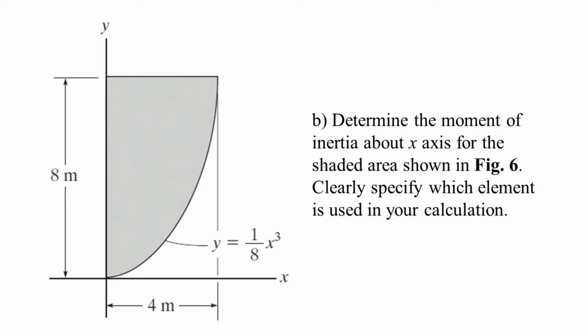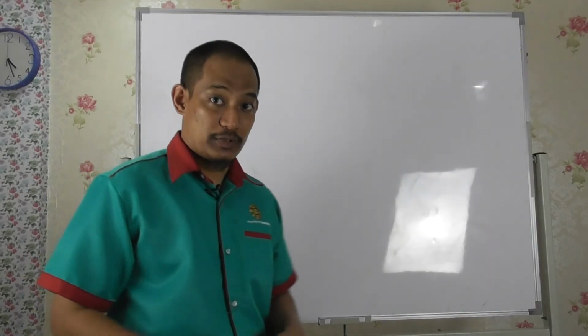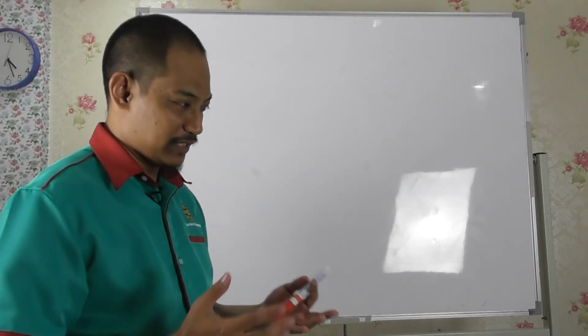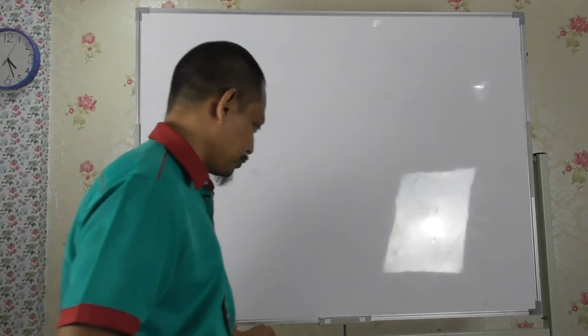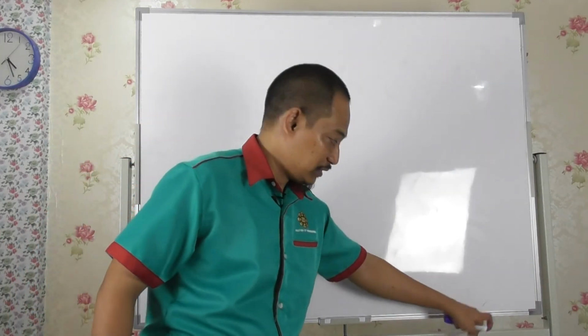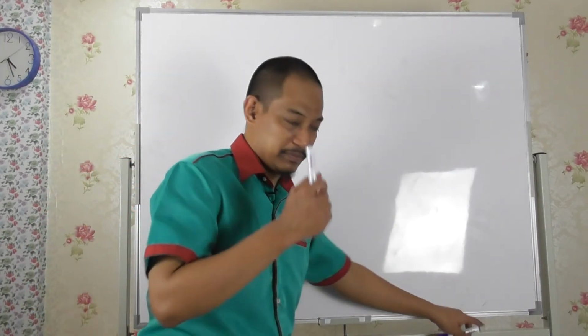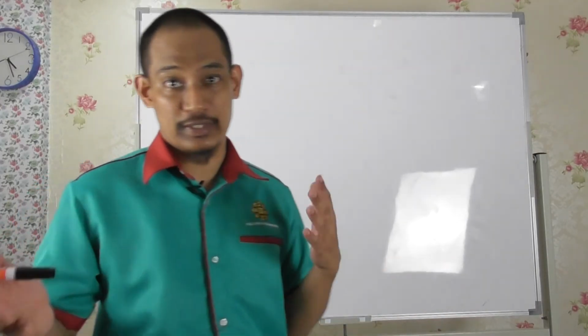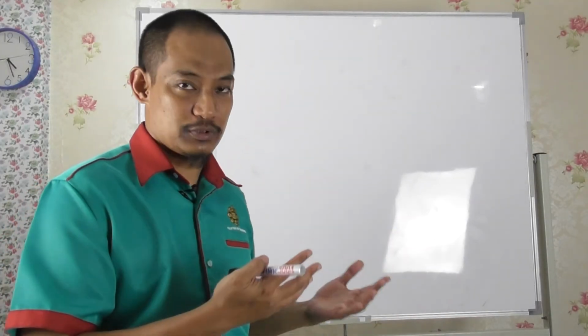Now question number 5, you have the diagram there, and determine the moment of inertia about the x-axis for the shaded area shown in the figure. Clearly specify which element is used in your calculation. So in this question, I think it's obvious which element you should use for simplicity. In the previous question we have shown how to use both elements. So here I'm just going to show the easiest one, right?